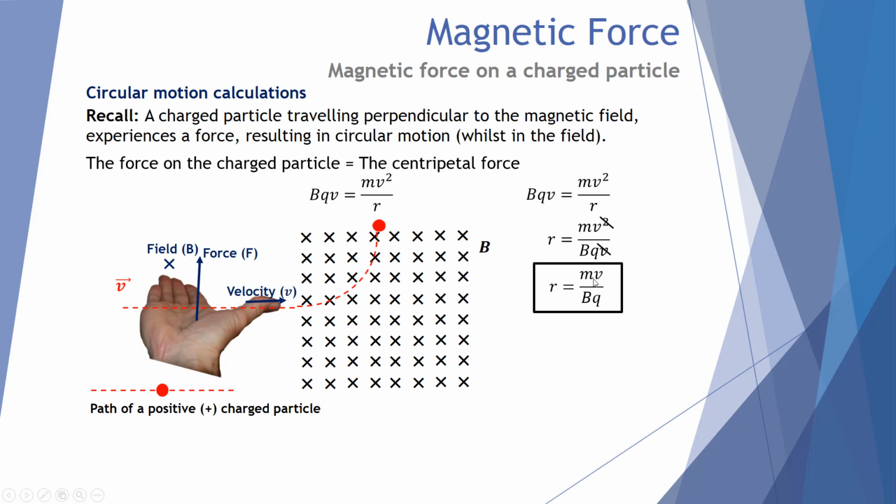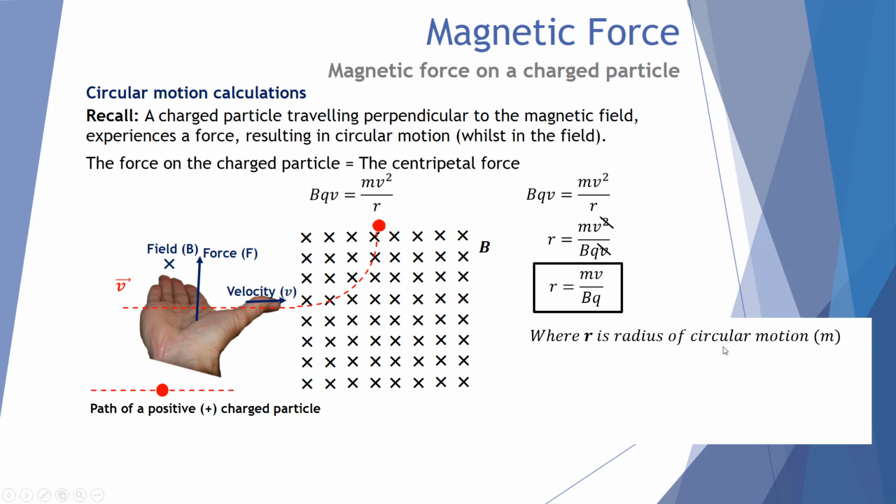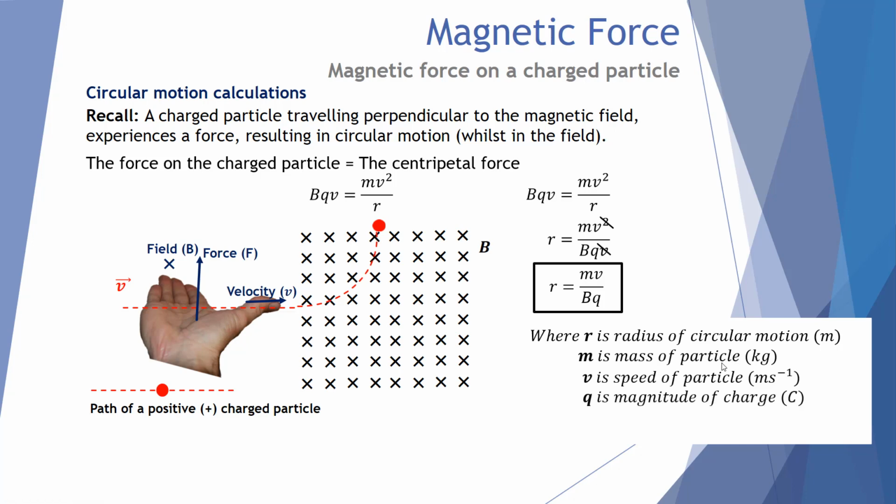It's another variation of this equation, where r is the radius of circular motion in meters, m is the mass of the particle in kilograms, v is the speed of the particle in meters per second, q is the magnitude of the charge in coulombs, and finally b is the magnetic field strength in Tesla.